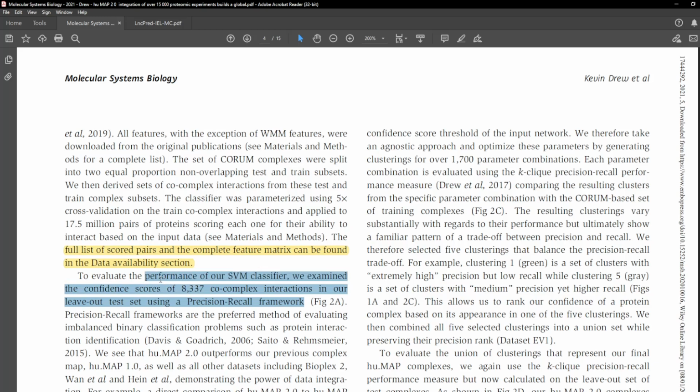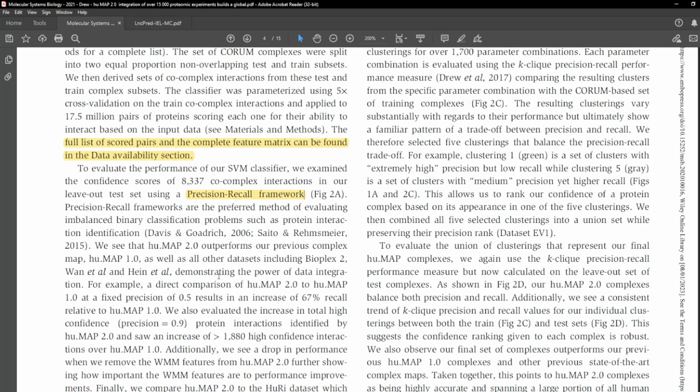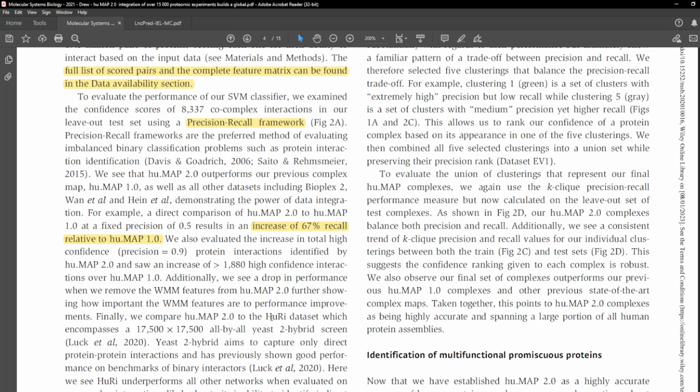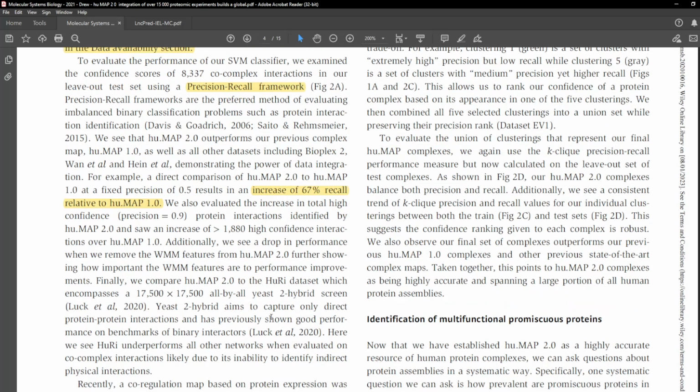We see that Hu.MAP 2.0 outperforms our previous complex map, Hu.MAP 1.0, as well as all other datasets including Bioplex 2, Wen et al. and Hein et al., demonstrating the power of data integration. For example, a direct comparison of Hu.MAP 2.0 to Hu.MAP 1.0 at a fixed precision of 0.5 results in an increase of 67% recall relative to Hu.MAP 1.0. We also evaluated the increase in total high confidence, precision equals 0.9, protein interactions identified by Hu.MAP 2.0 and saw an increase of greater than 1,880 high-confidence interactions over Hu.MAP 1.0. Additionally, we see a drop in performance when we remove the WMM features from Hu.MAP 2.0, further showing how important the WMM features are to performance improvements.